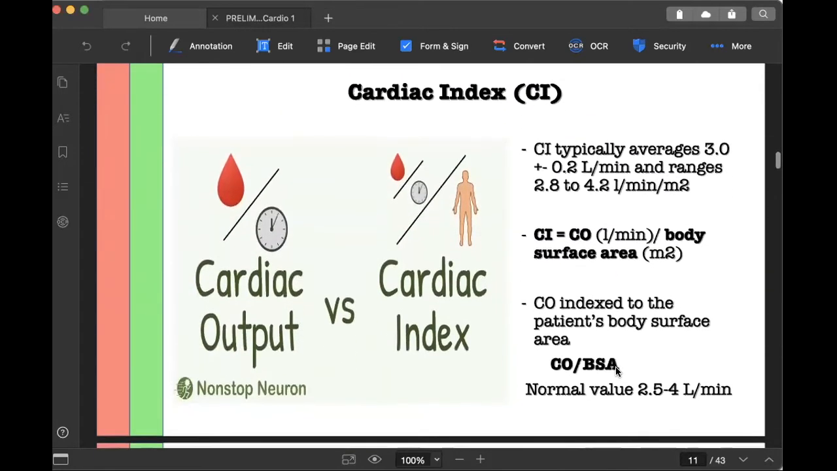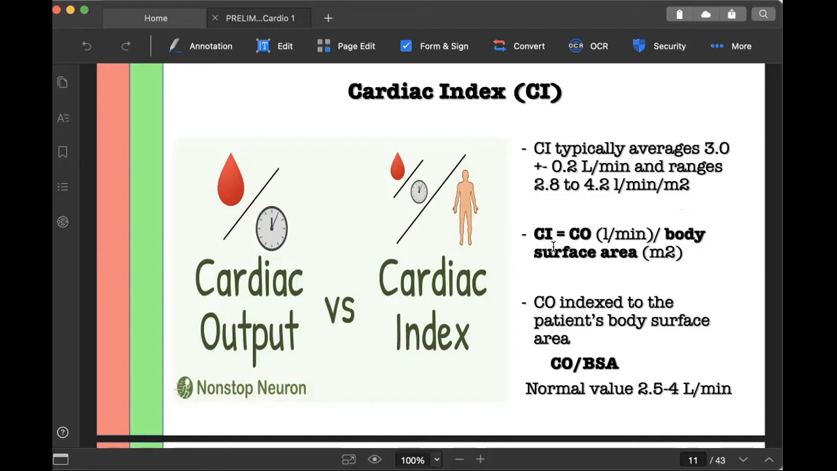Now, there's another thing here to measure your cardiac function. A while ago, we already talked about your cardiac output, which is your stroke volume and your heart rate. While for your cardiac index, we have an additional factor, which is the patient's body surface area, and with that we are computing it in square meters. Okay, so your cardiac index typically averages 3 plus or minus 0.2 liters per minute and ranges 2.8 to 4.2 liters per minute per square meter.